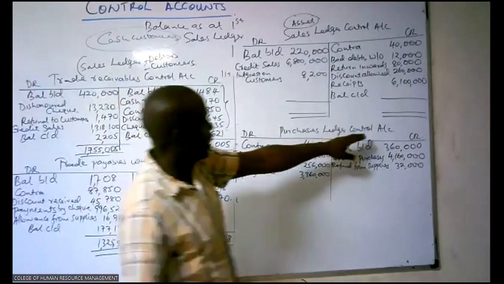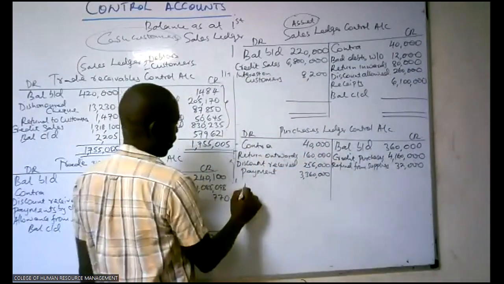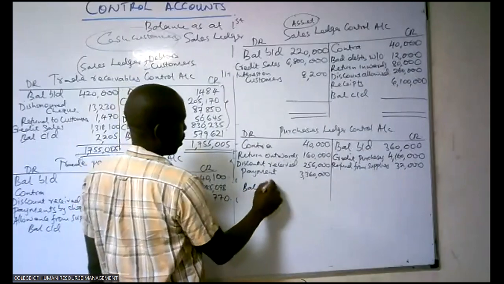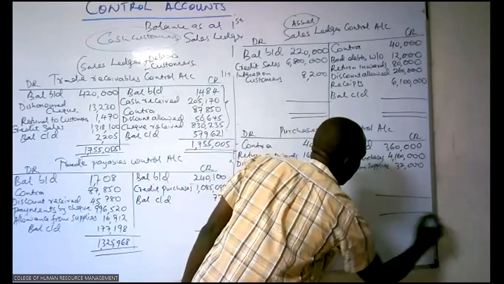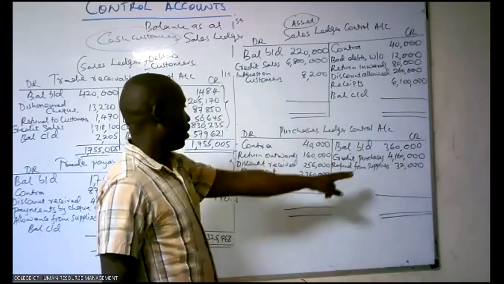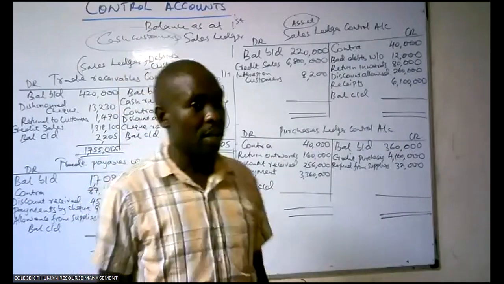For this one, it is a liability. A liability will be more on the credit. So the balance carried down should come here, so that the two sides can be equal. Add this, subtract what we have here, and get the balance.